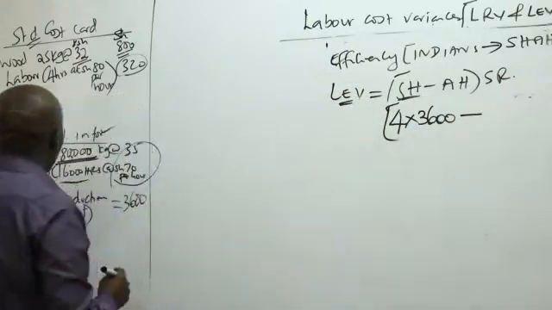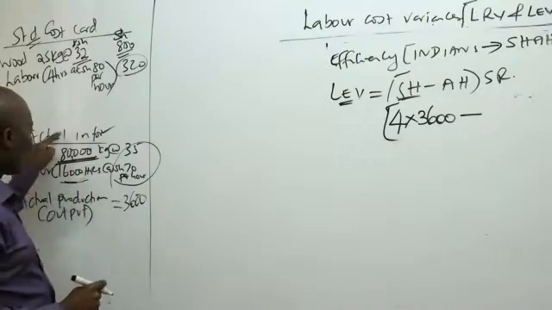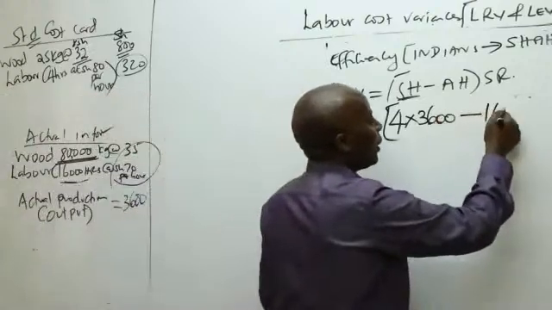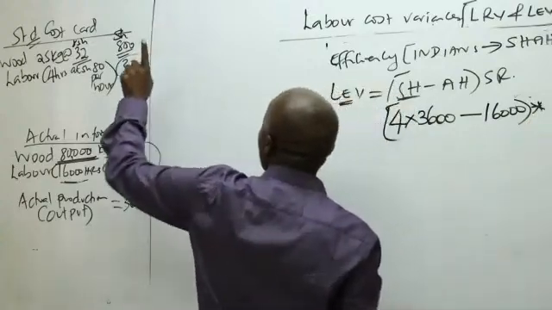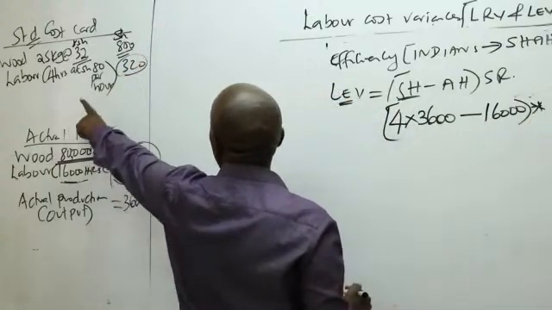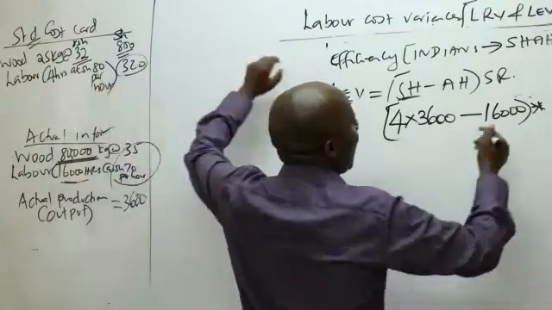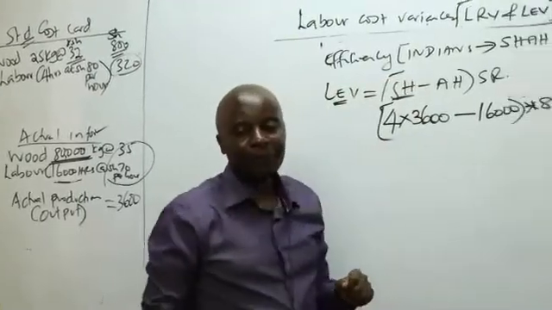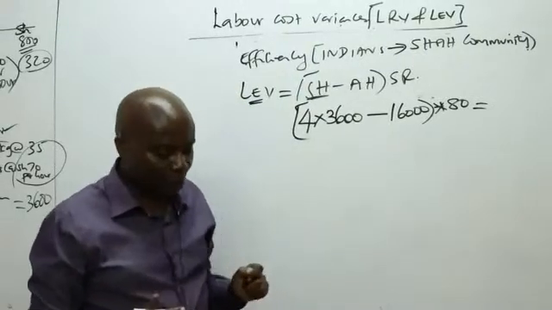Actual hours were how many? From the actual information, actual hours here were 16,000. So 16,000 are multiplied by the standard rate per hour. Look at the standard cost card. The standard rate per hour, what do we have here, somebody? We have 80. Standard rate per hour is 80. So could you kindly give me the final answer, and tell me whether it's favorable or adverse?